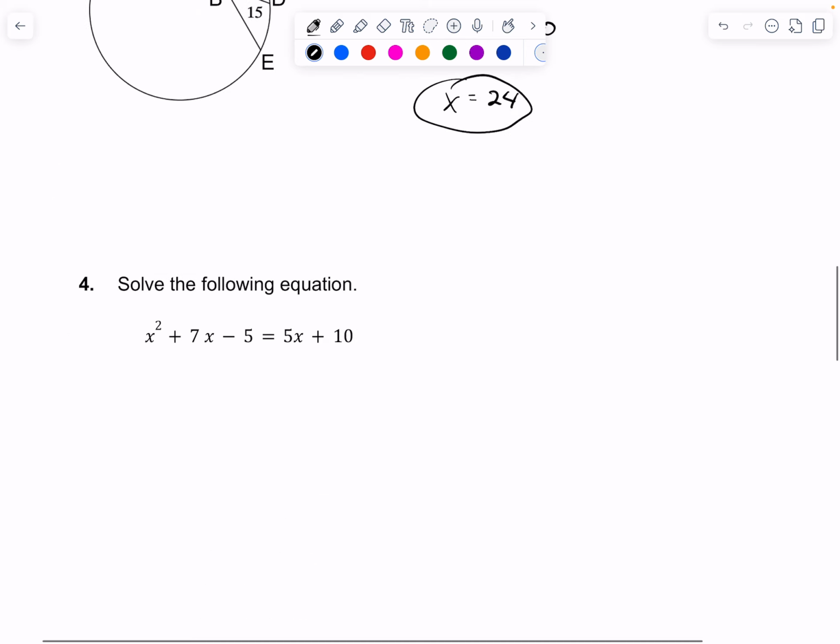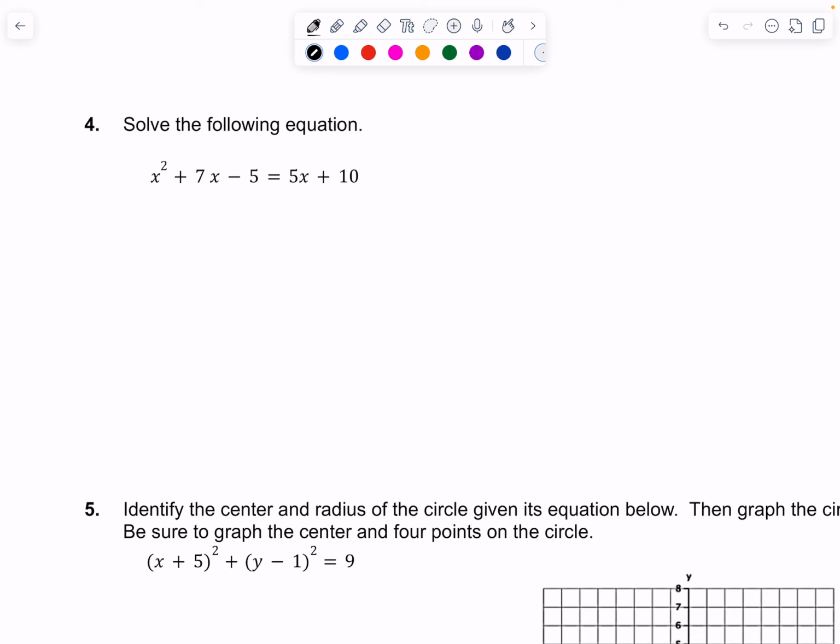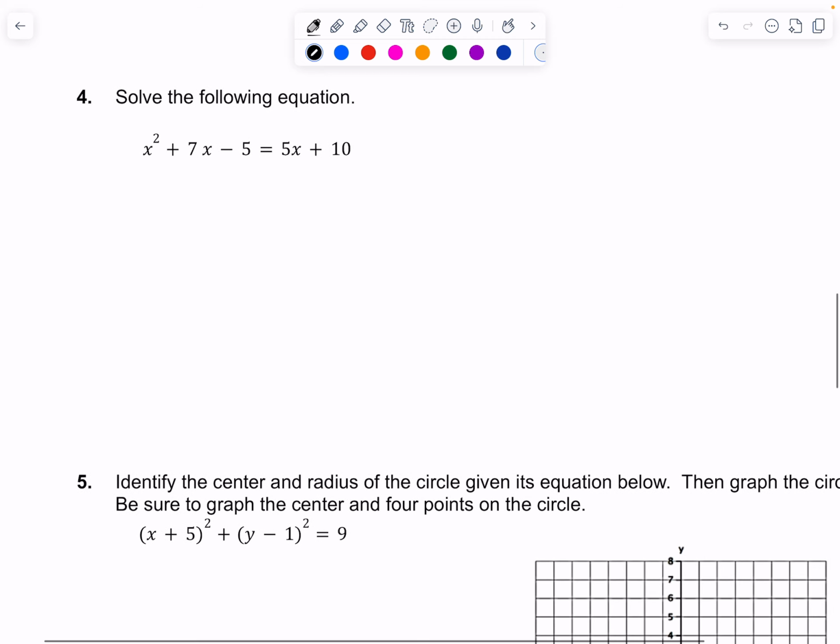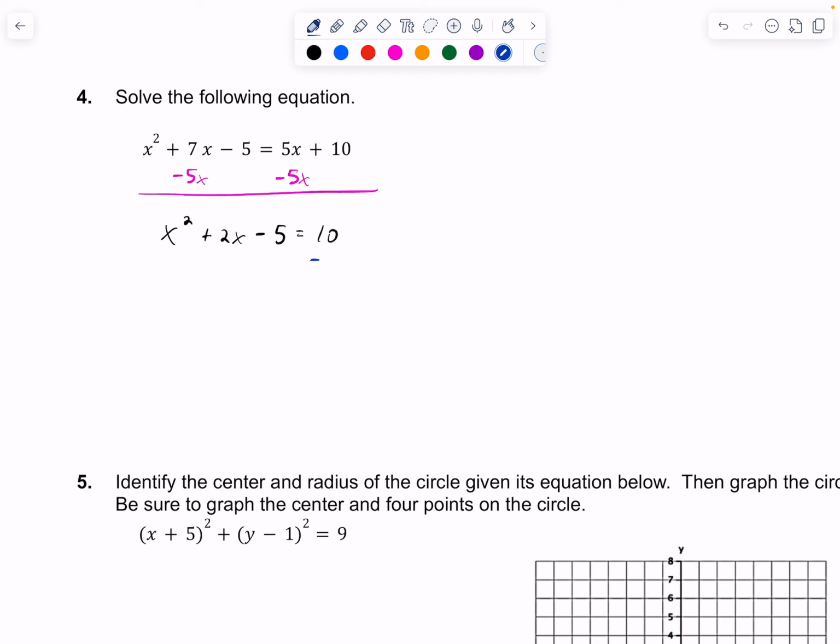Okay, number 4. This is a quadratic equation. So I'm going to solve this by setting it equal to 0 so that I can factor. So move over the 5x with subtraction. That's going to give me x squared plus 2x minus 5 equals 10. And then I want to move the 10 over with subtraction so I can set it equal to 0. So I get x squared plus 2x minus 15 equals 0.